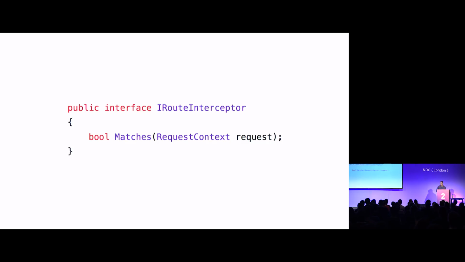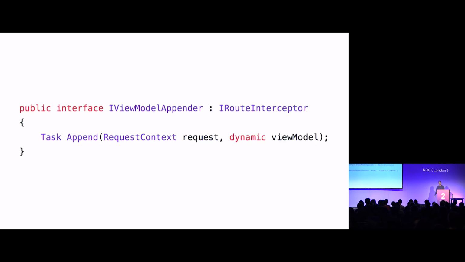Well, the next piece after matching is to actually fill stuff in. And I've got to warn you, this is the somewhat ugly part, but I'll tell you why in a second. We want to have the ability to append data to a view model. So in this case, we'll have a view model appender. The view model appender is also a route interceptor, so it can say, I'm matching something, and then as part of matching something, next we'll say, okay, you've matched, go ahead and start appending data to the view model. So I'm able to get the original request context in to get request data if I need to. And finally, I have something that most C# developers hate, which is the view model as a dynamic, right?